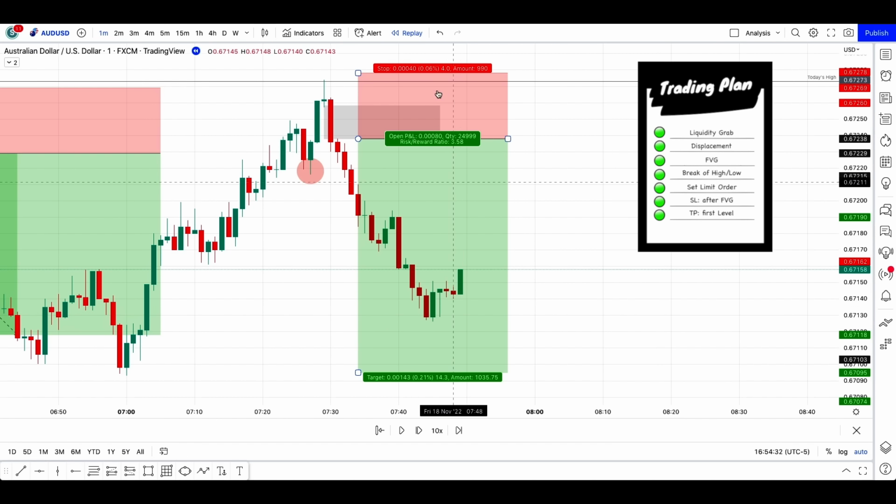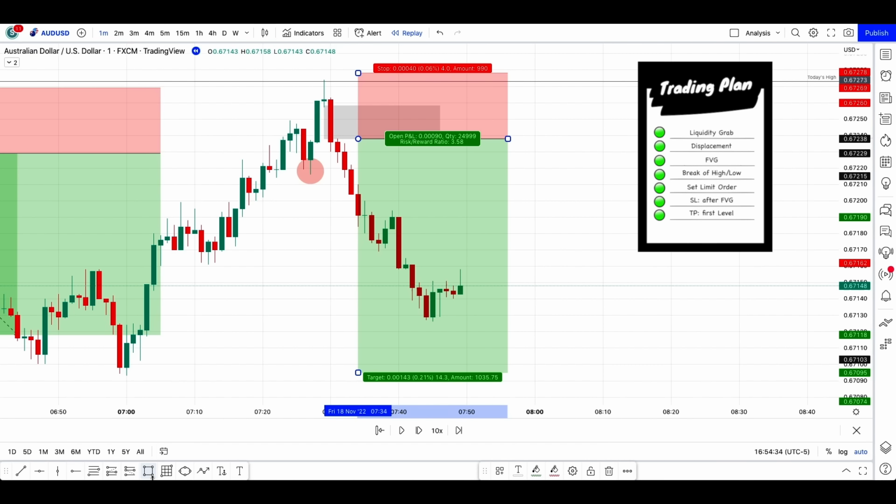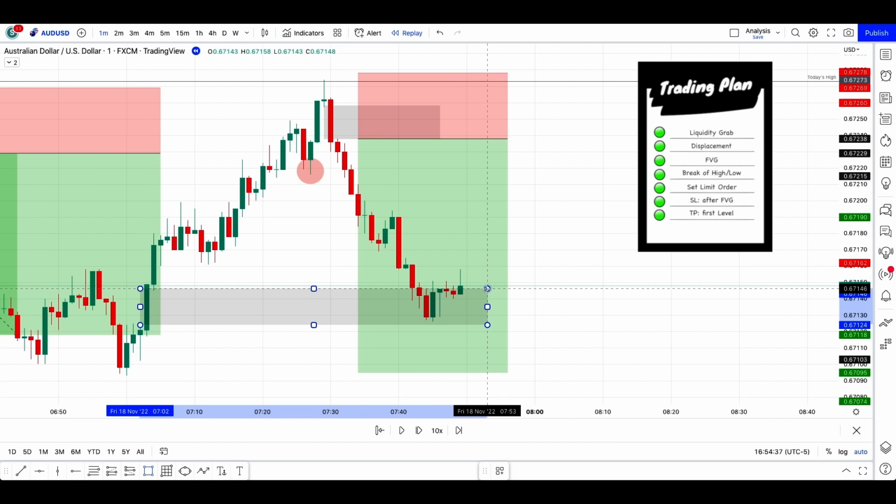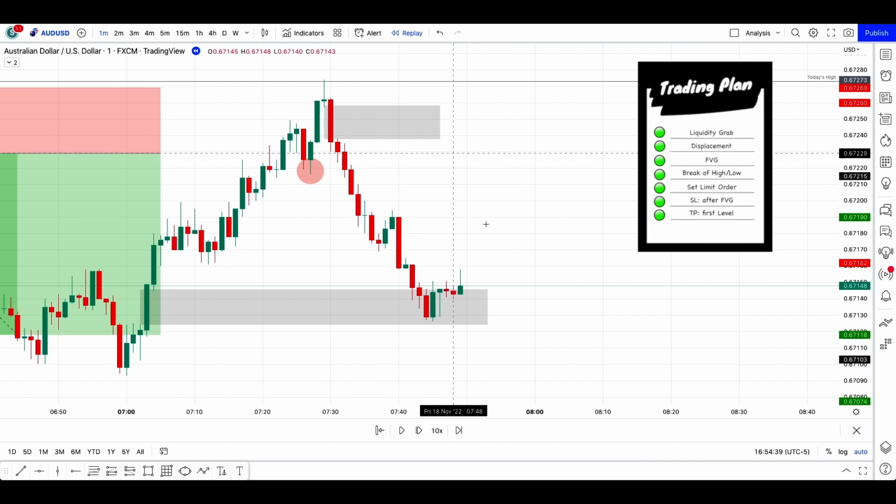Okay, so we went pretty far without coming back, so I think it's more safe to remove it, especially since we came back to this fair value gap here. So I'm just going to remove this one.